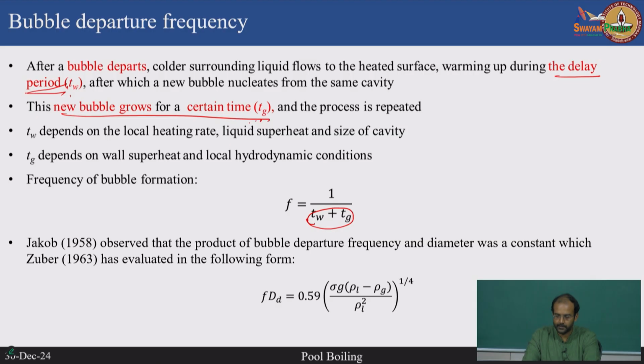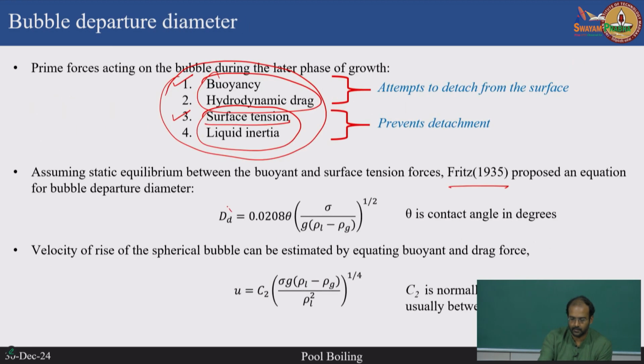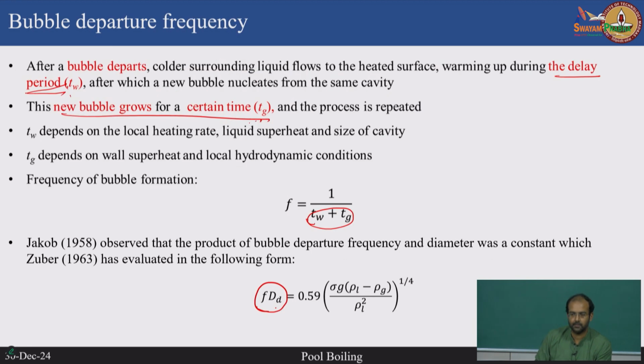There were some experiments people have done, and people like Jakob in the late 1950s and Zuber came out with a correlation where they said the product of bubble departure frequency and bubble departure diameter is given by this expression. It depends only on the fluid properties, so it is a constant. So once you know the expression for the bubble departure diameter, you can substitute into this and calculate the bubble departure frequency. These two are the fundamental things you need to understand in nucleate boiling.